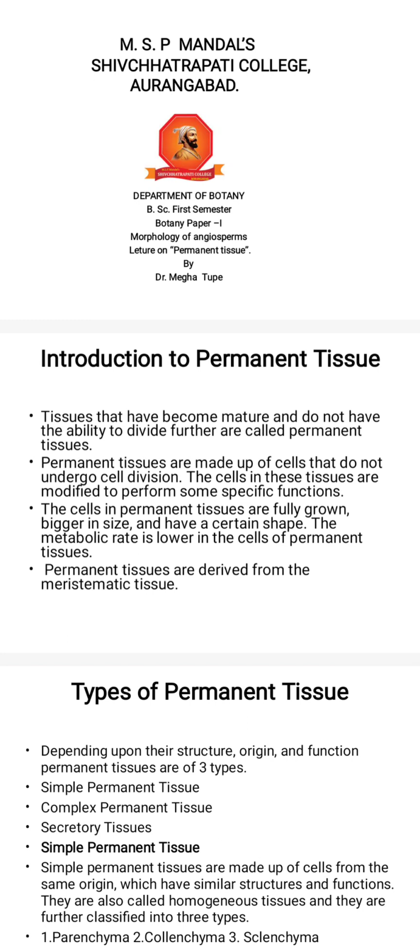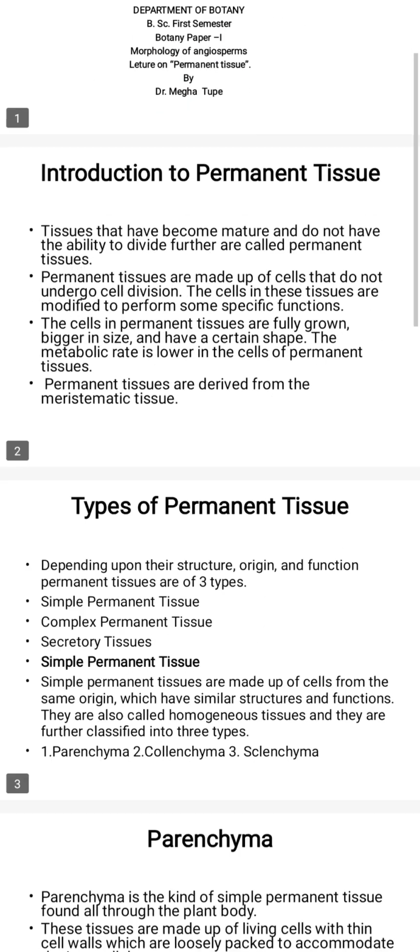Permanent tissues are those which have become mature and do not have the ability to divide further. Permanent tissues are made up of cells that do not undergo cell division. The cells in these tissues are modified to perform some specific functions. The cells in permanent tissues are fully grown, bigger in size, and have a certain shape. The metabolic rate is lower in the cells of permanent tissues. Permanent tissues are derived from the meristematic tissues.